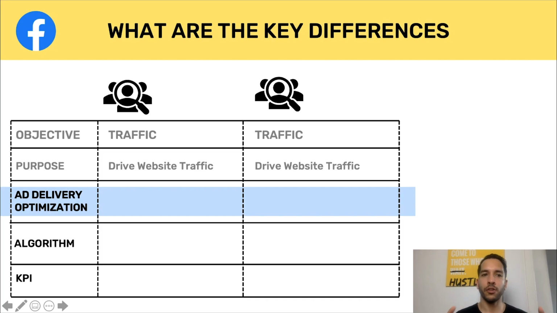Well, the first thing is that this only happens when you're building a traffic campaign. This is not for a conversion campaign. It's not for an engagement campaign. It's simply for a traffic campaign for the purpose of driving website traffic.